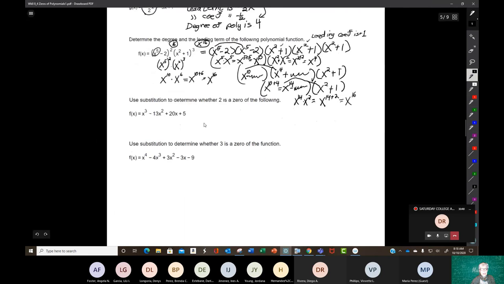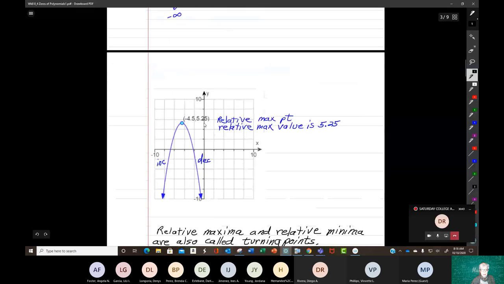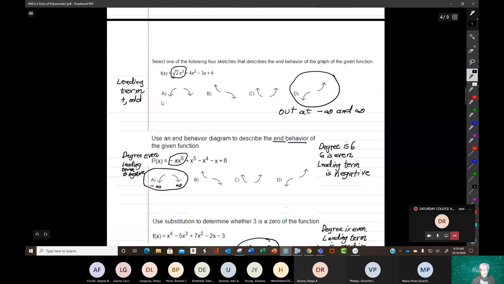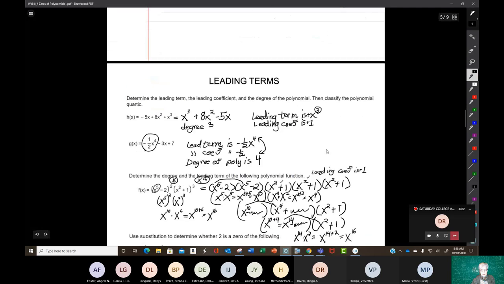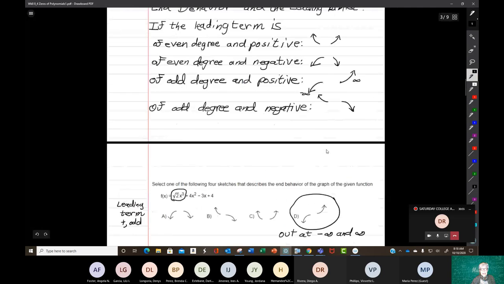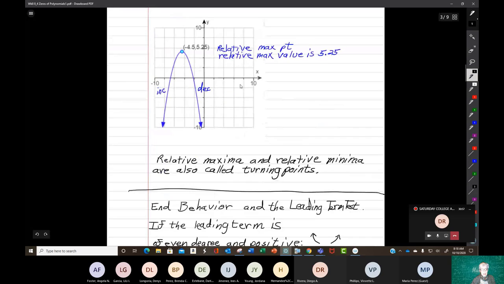Let me point out to you that the leading term is so important. The leading term determines what the end behavior is. Not only that, the leading term determines what the concavity is. If you've got a parabola, concavity means is it cupped up or cupped down? That's all determined by the leading term. The leading term is very, very important.